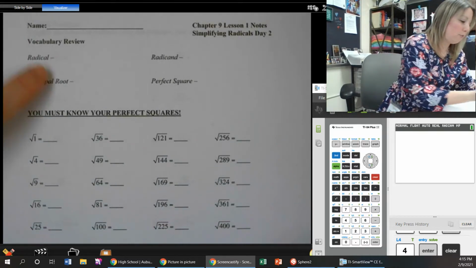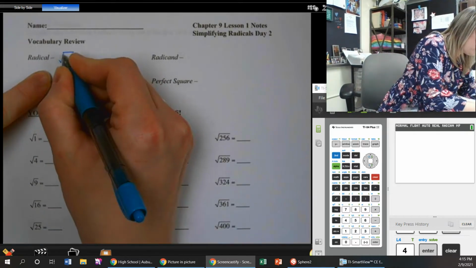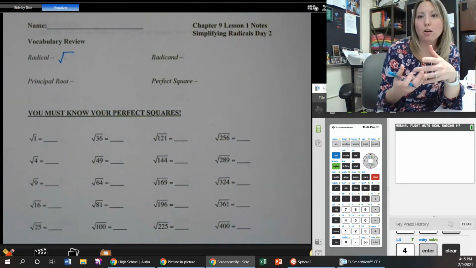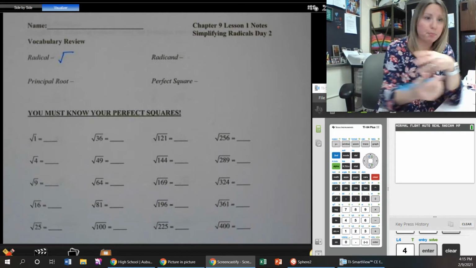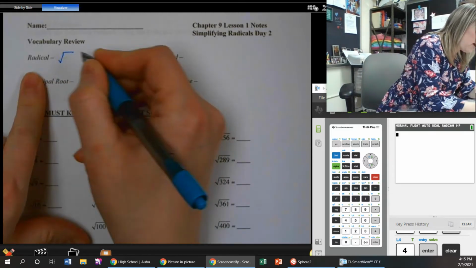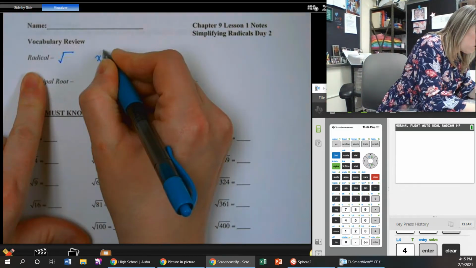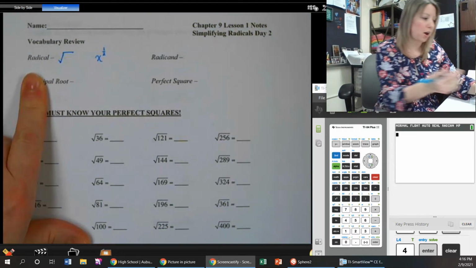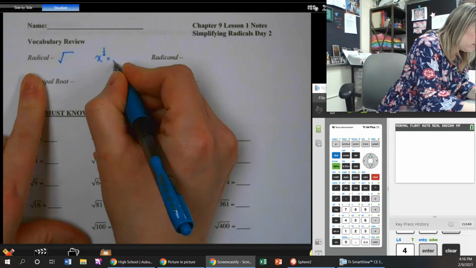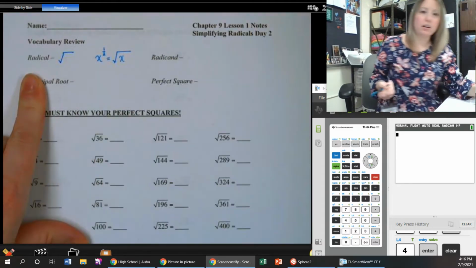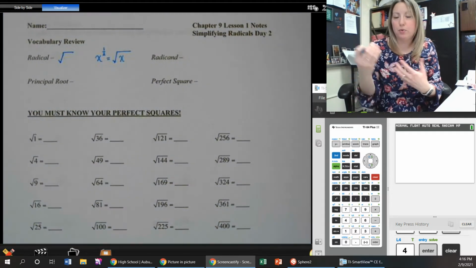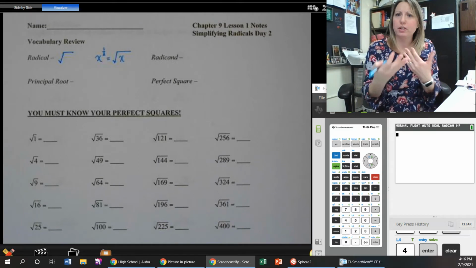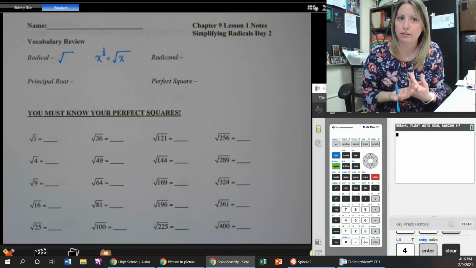Okay, so a radical is, of course, our square root symbol. That's our radical. As far as the conversion goes, if you have a number that is raised to the 1/2 power, what that converts to is square rooting that number. So basically we've taken this exponent and turned it into a symbol in itself so we can understand exactly what that exponent is asking us to do.